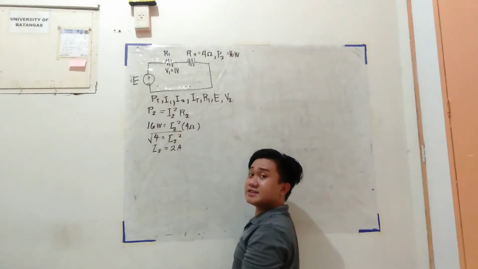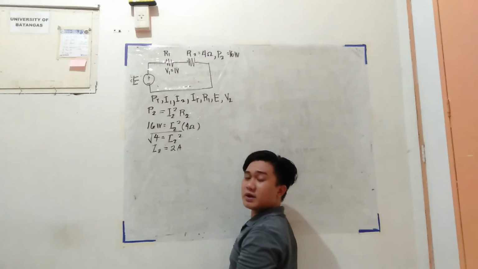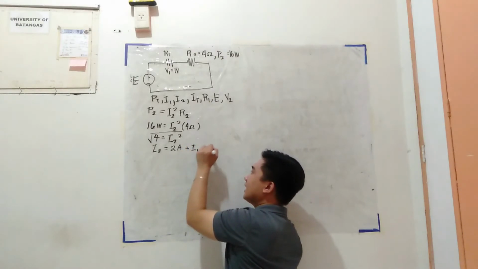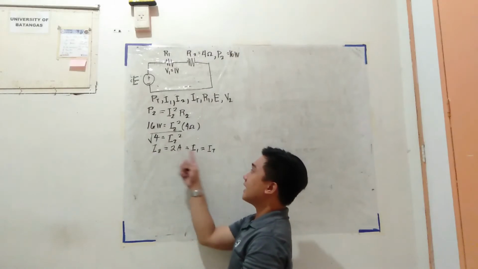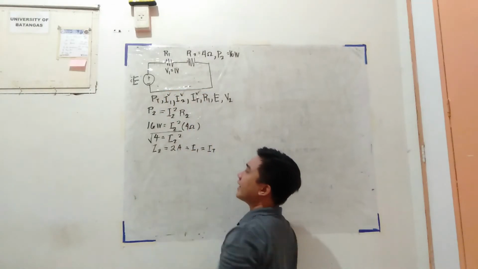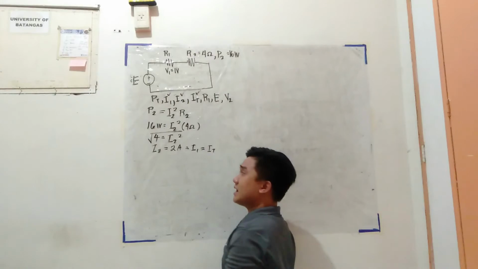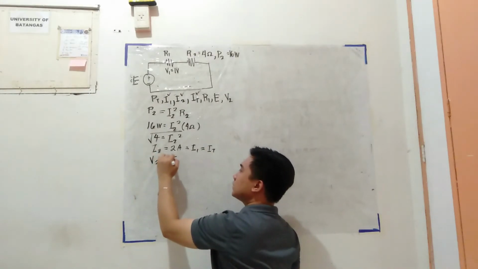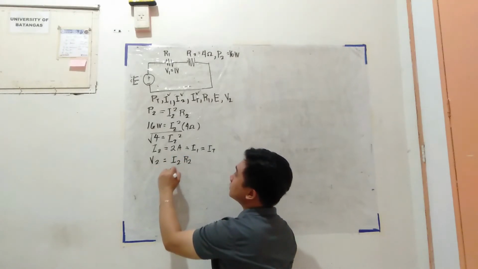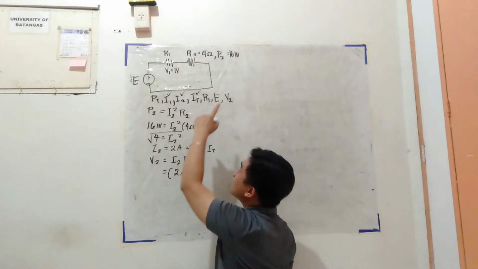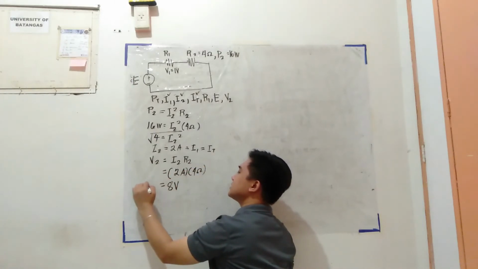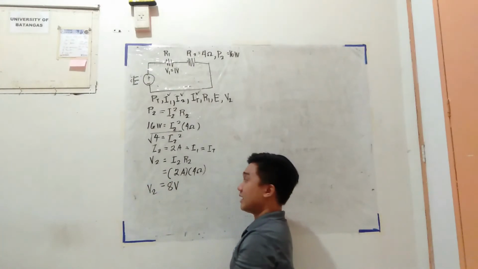Do not forget that this is a series circuit, right? So, if we have a series circuit, I2 is equal to I1 and is also equal to I total. Right? That was quick. We immediately found three unknowns. Okay? So, we now have I1, I2, and I total. Next thing, if you want to find V2, that is just equal to I2 times R2. I2 is equal to 2 amperes. R2 is equal to 4 ohms. So, 2 times 4, that is 8 volts. Okay? We have it.